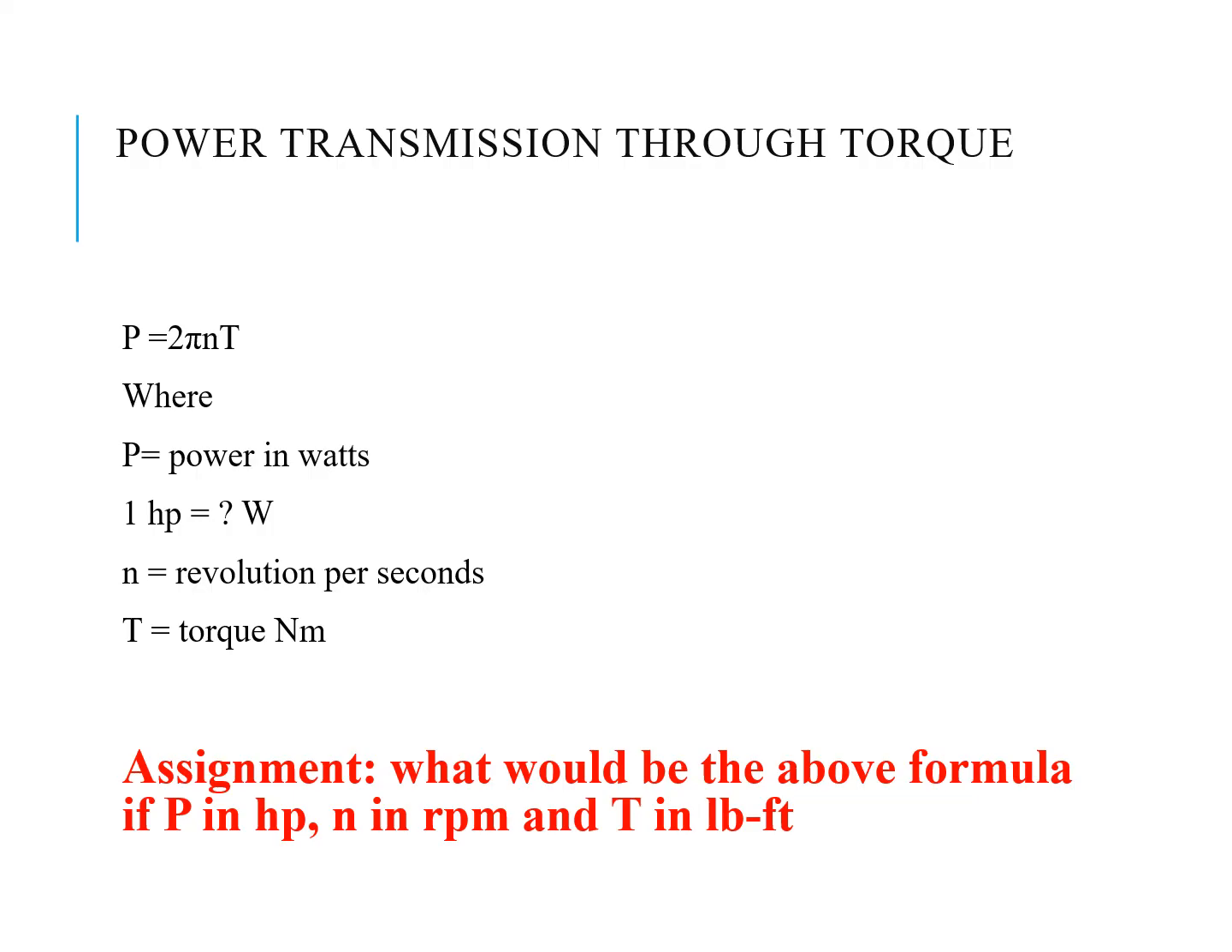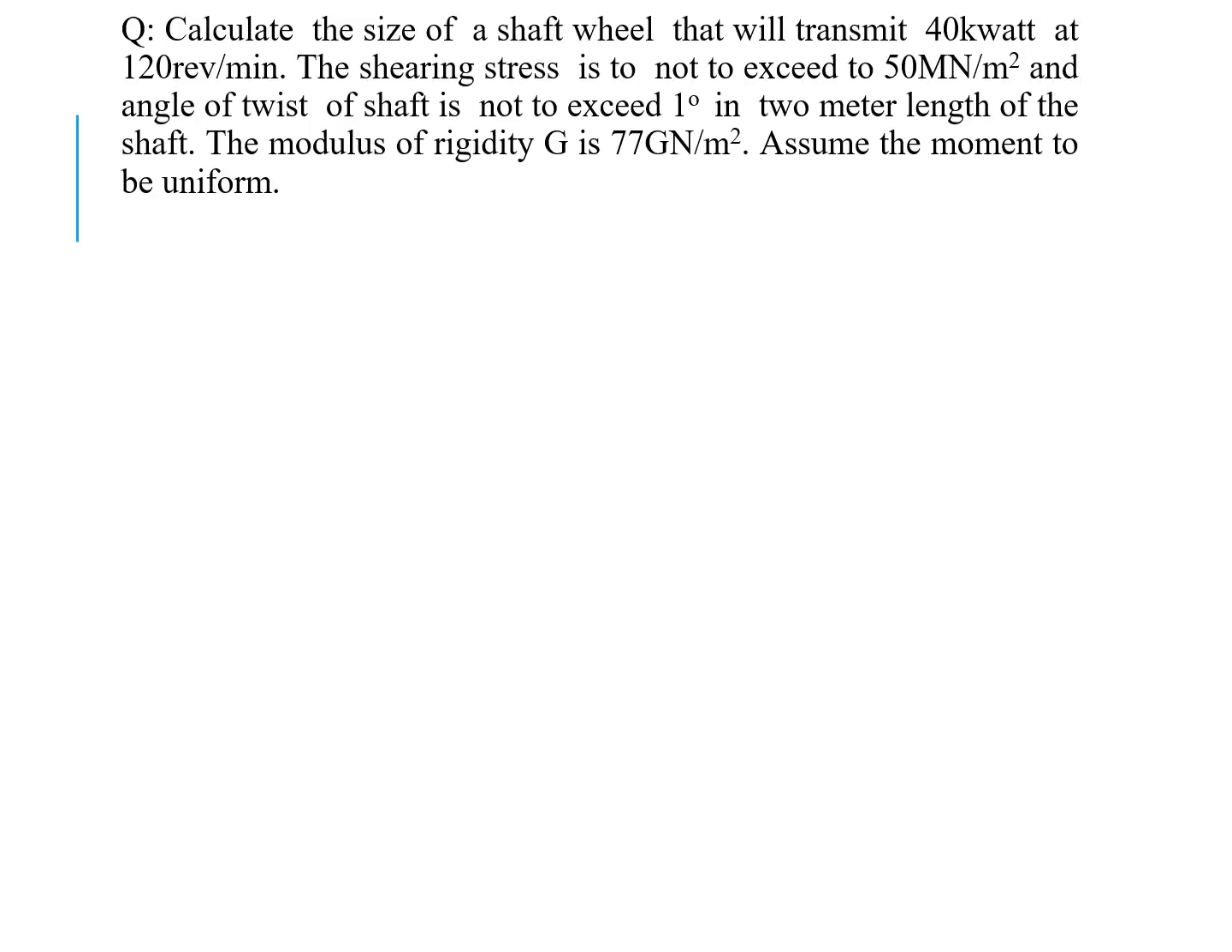For your assignment, find how many watts 1 horsepower is equal to. Another assignment, which you have to write in full form, is: if they are not in SI units but in FPS units, then what would be the shape of this formula P is equal to 2 pi n T? This is the question. You can read the statement yourself.